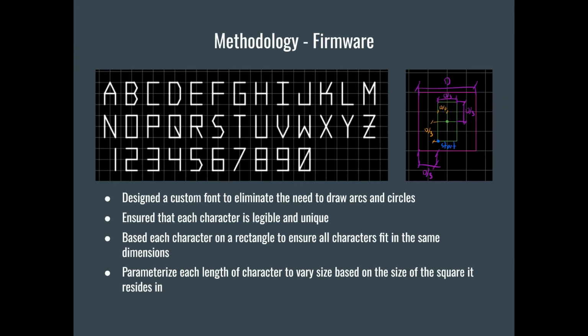I also base each character here on this little green rectangle. This green rectangle is inside this big pink box. This box is each square of the puzzle. And the side of the box here is a length that I will use to parameterize all the lengths of the letters and the numbers. And this is to ensure that when the puzzle grows or shrinks, if we're playing crossword or Sudoku, the robot can easily still draw each letter while still being able to read it effectively, as we talked about before.